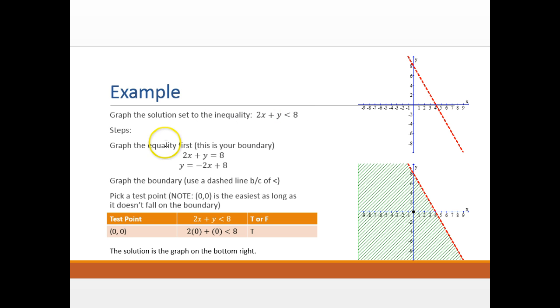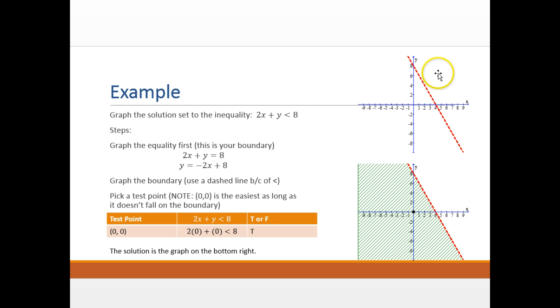We're going to first start by graphing the equality, the boundary line. I'm going to graph 2x plus y equals 8, so I get y equals negative 2x plus 8. This is now in slope-intercept form. Go up 8 to my y-intercept, down 2 and over 1 is my second point. I'm going to use a dashed line for my boundary because this was strictly less than.